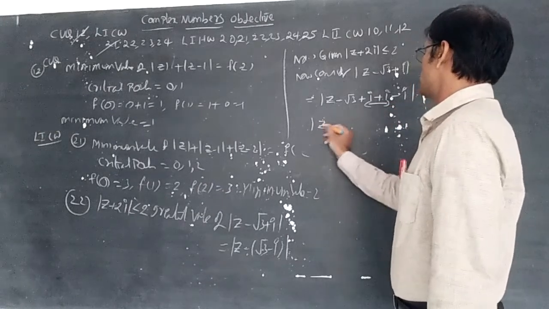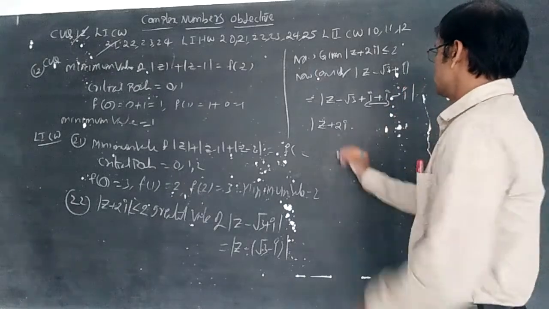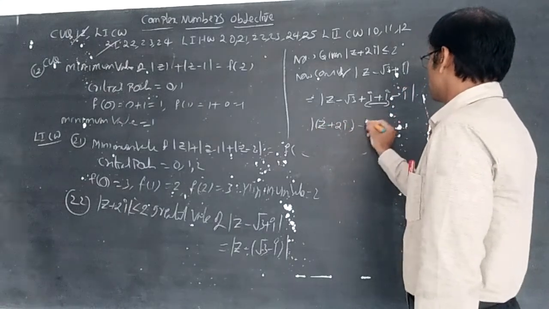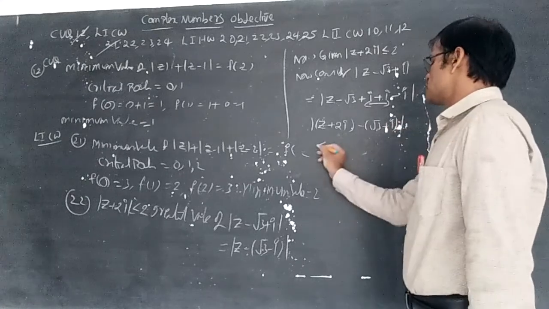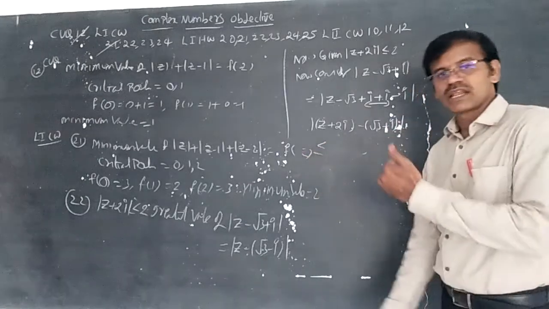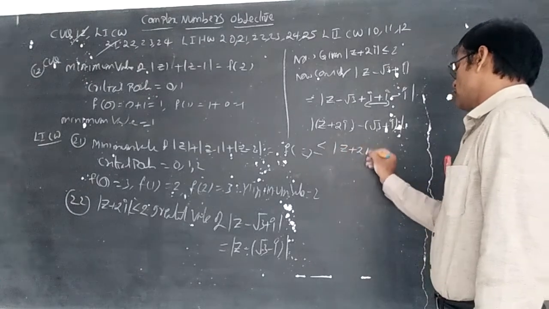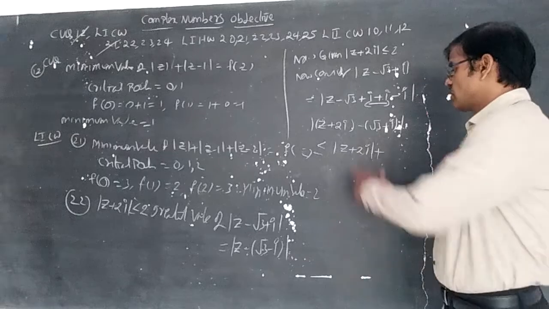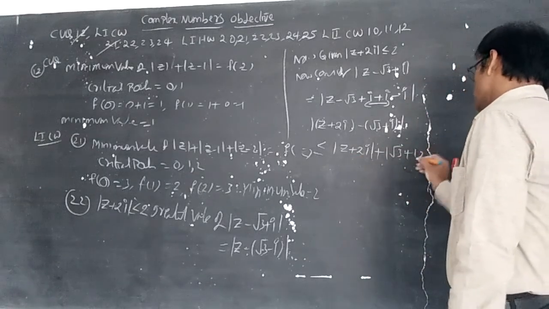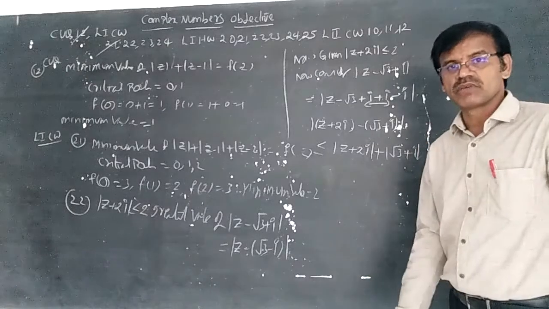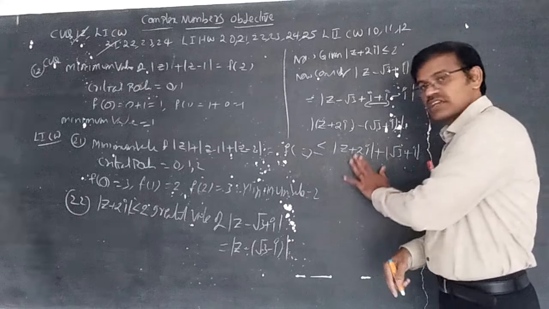Now z plus, right, like this: z plus 2i, put a bracket, minus of root 3 plus i. Use this formula: less than or equal to modulus of z plus 2i, plus modulus of root 3 plus i. Whenever you are using plus, you can write directly modulus of root 3 plus i. Otherwise, you can use the formula modulus of z1 minus z2 greater than or equal to modulus of z1 minus modulus. Let us try in this method.